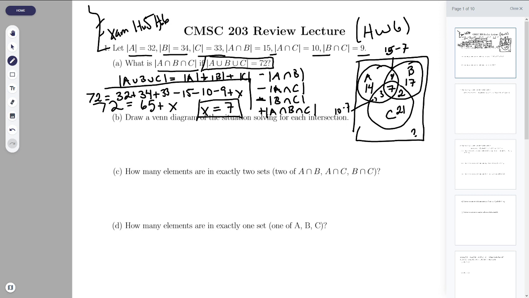Okay, so this is the Venn diagram of the situation. How many elements are in exactly 2 sets? So what you do is count the number of elements in exactly 2 of A, B, or C, right? So it's either you're in A and B, or you're in A and C, or you're in B and C. And in those cases, if you're in exactly 2 of them, then that means you're either this one, or this one, or this one. So it's going to be 2 plus 8 plus 3.